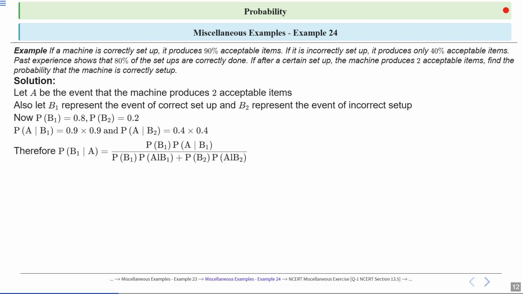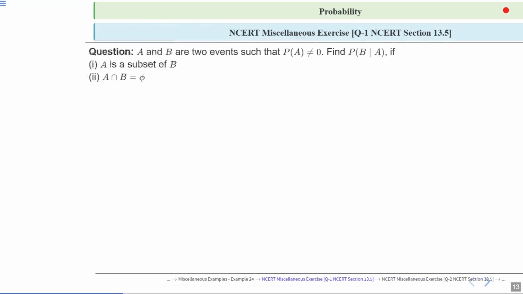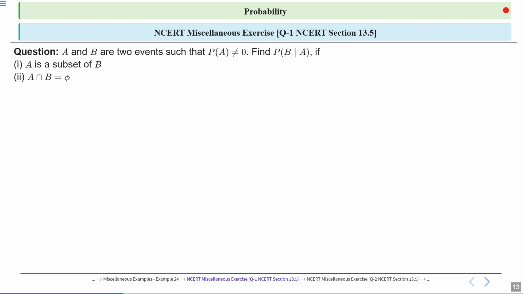Therefore probability of B1 given A equals probability of B1 times probability of A given B1, divided by probability of B1 times probability of A given B1 plus probability of B2 times probability of A given B2. Now substituting these values into the formula, we get 0.8 times 0.9 times 0.9 divided by 0.8 times 0.9 times 0.9 plus 0.2 times 0.4 times 0.4. After simplifying, you will get 648 divided by 680, which is equal to 0.95.